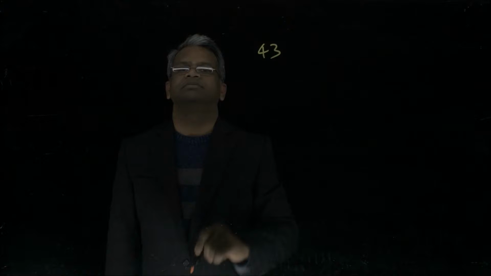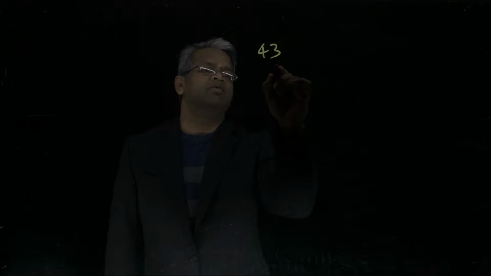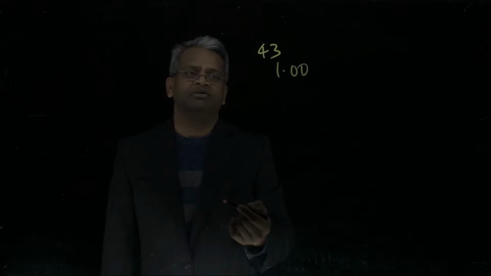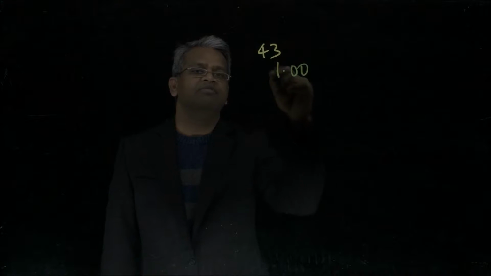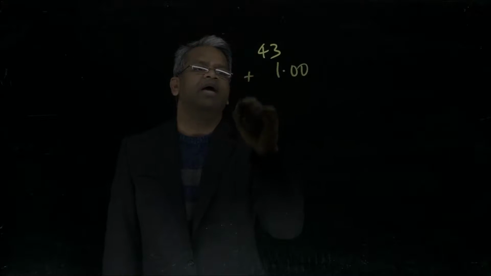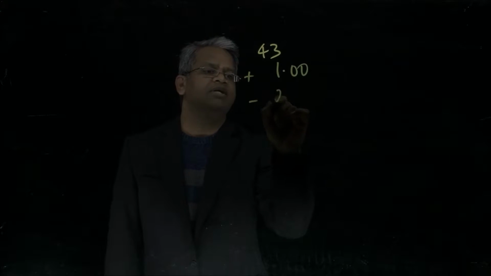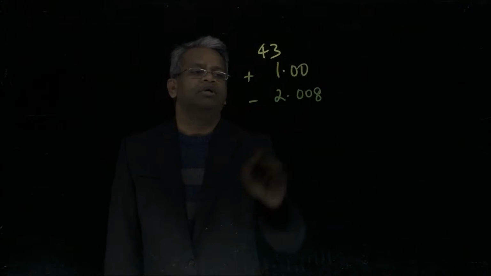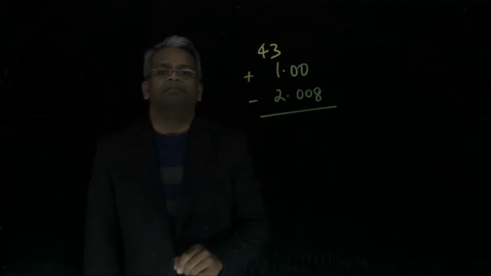Let's say we are making a measurement, and it doesn't matter what the measurement is or what the unit is. Let's say we are getting some number like 43. And we are doing another measurement that reads 1.00. And then we are doing a third measurement, which we're going to have to subtract from these two. So this is going to be added, and this is going to be subtracted, and that number is going to be 2.008. What is the result going to be?